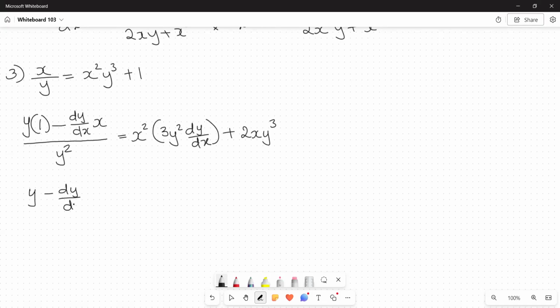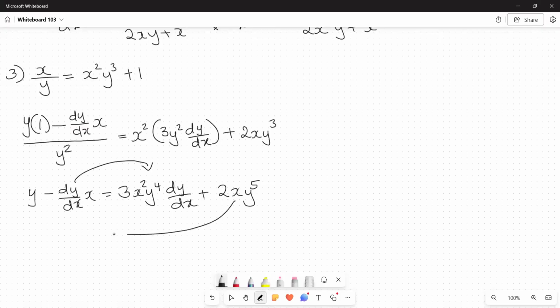so I'll be left with y minus dy/dx times x. This is equal to, I multiply this by y squared, so I will have 3x squared y to the power of 4 dy/dx, and then y squared multiplied by this, I have 2x y to the power of 5. Remember, when the bases are the same and we are multiplying, what I do is I add the exponents. So this one here and this one here have dy/dx, so I can take this one over to this side, and then this term here over to that side.